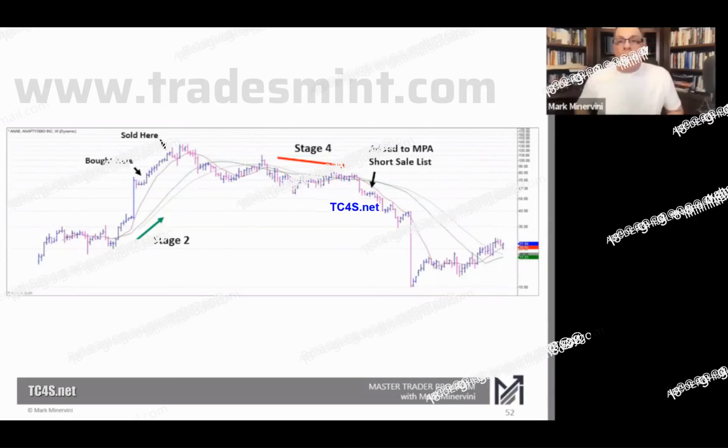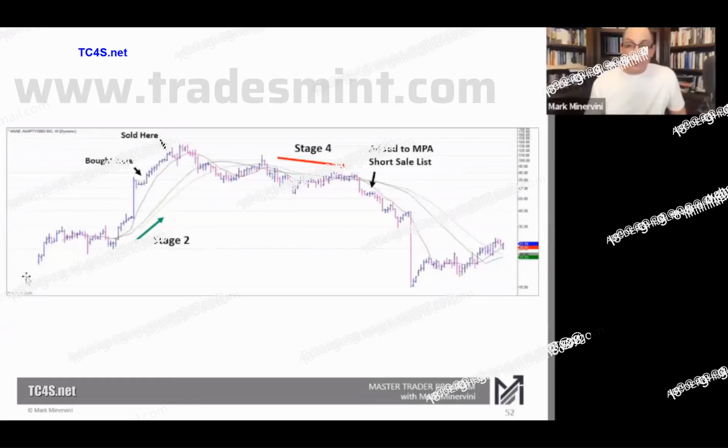But the real reason is because what I found is it's unnecessary. There's so much opportunity on the long side that you don't really need the short side. However, we do recommend to our clients sometimes some shorts when there's opportunistic shorts, and sometimes a stock that was previously in a stage 2 and I either bought or I recommended or both turns into a short.